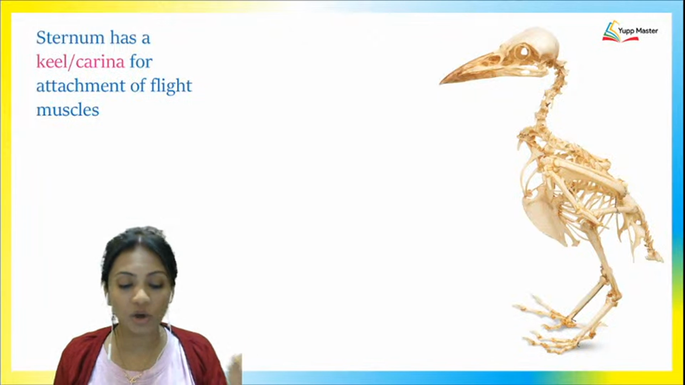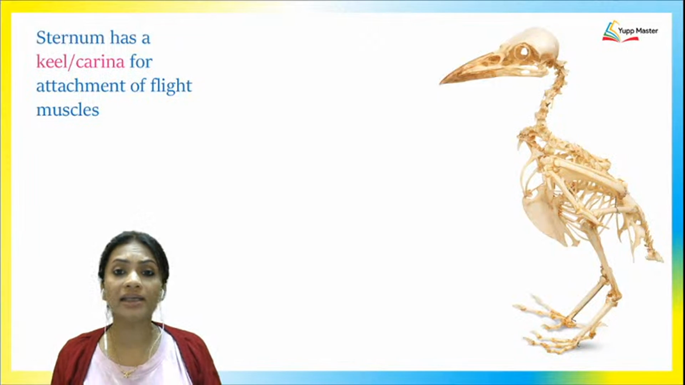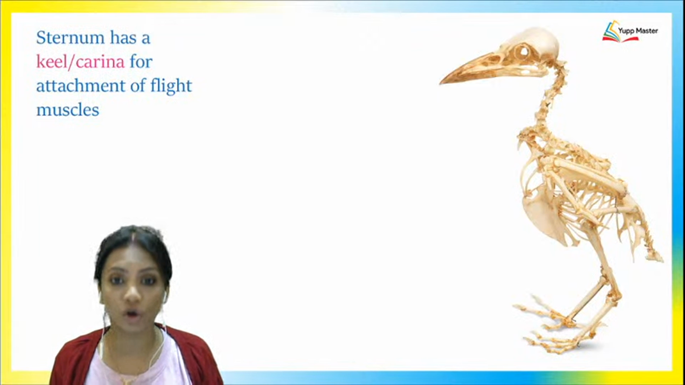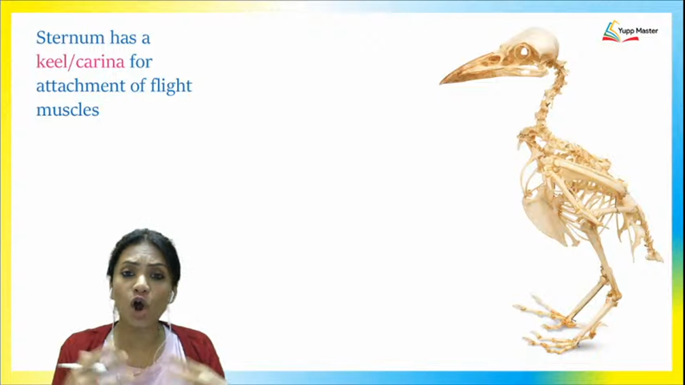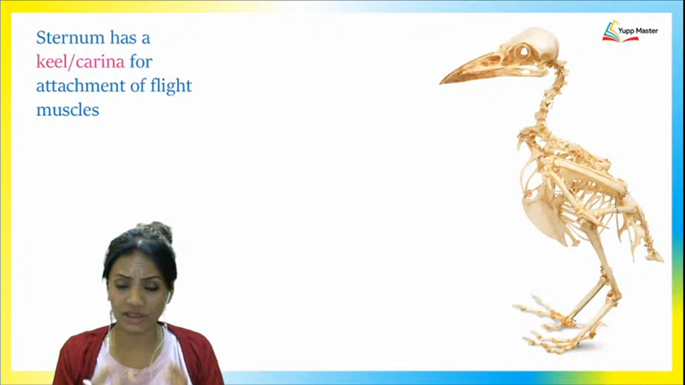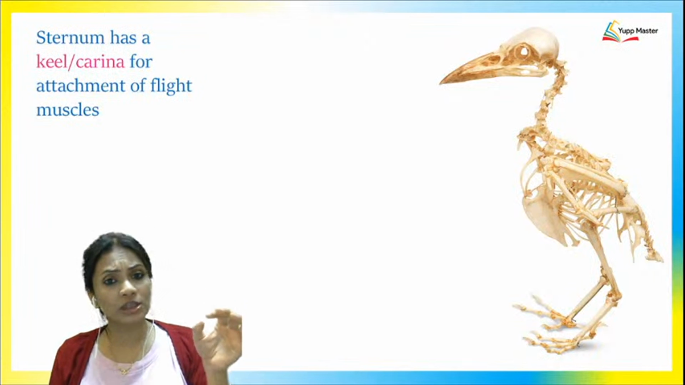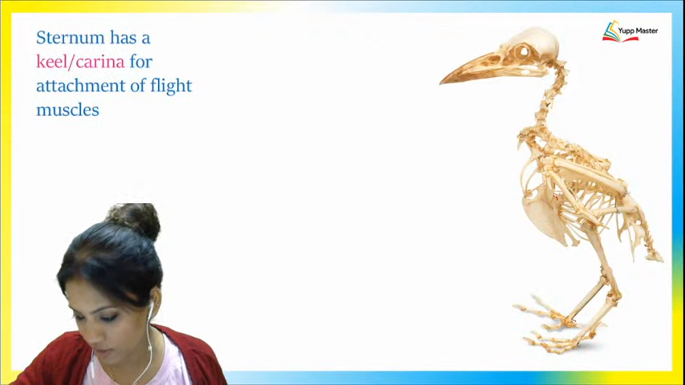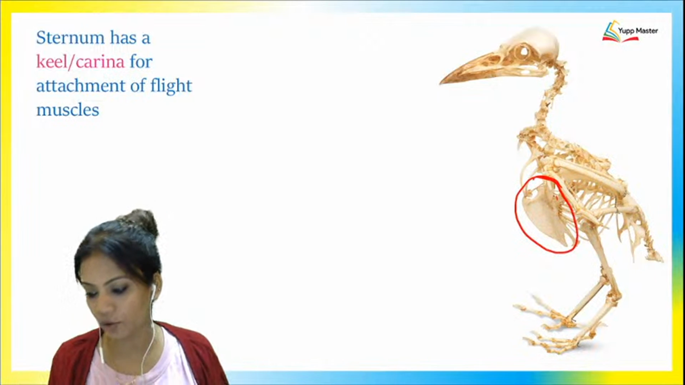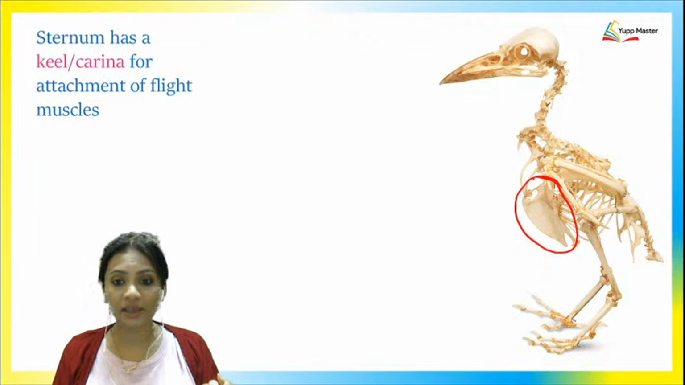Sternum has a keel or carina. What is it for? It is just for attachment of the flight muscles. So when the bird wants to fly, I told you that they have very strong muscles in their pectoral regions in order for flying, right? So the sternum region has this keel or carina for attachment of those muscles. Which are that? That's this region over here. So that keel or the carina is present.